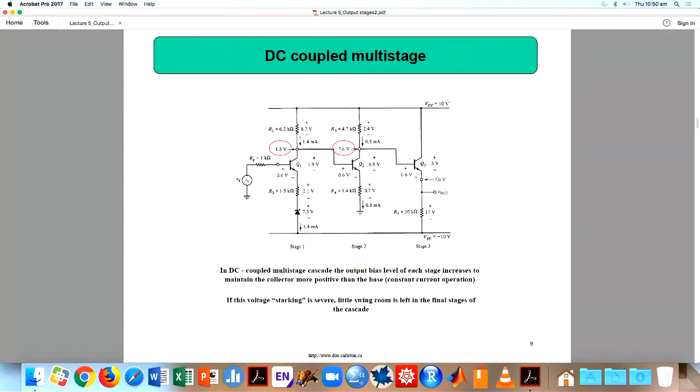Then people will ask you, why do you need a DC coupling in the amplifier? Because if you connect a capacitor here in between, then you don't have this issue.